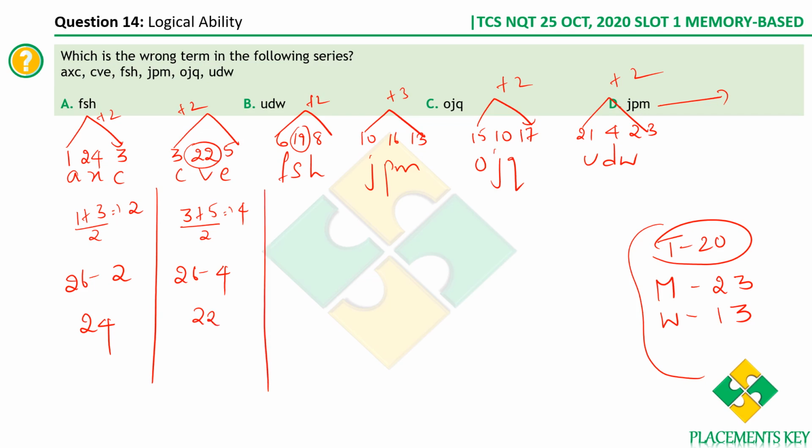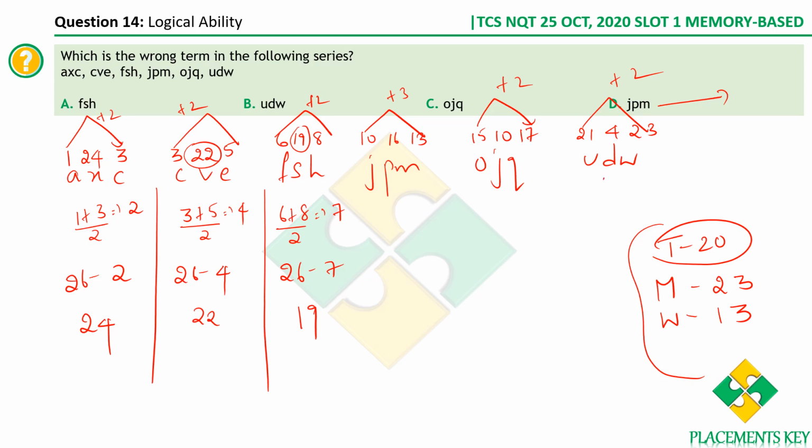The same thing can be replicated across all the terms. So let me show that for this as well. The position number 6 plus 8 by 2 is 7, so 26 minus 7, you get it as 19. Therefore you have an s in the middle.